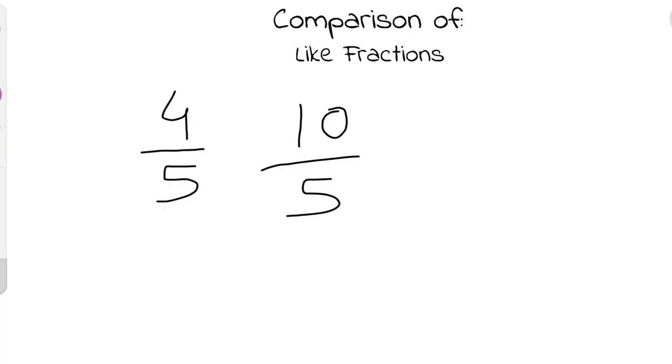And the next point is comparison of like fractions. How to compare two like fractions? For example, you have 4 by 5 and 10 by 5. These two fractions are like fractions as they have the same denominator. So in this case, the comparison is very easy. You simply have to see the numerator. The fraction with the bigger numerator will be bigger. The fraction with the smaller numerator will be smaller. So in this case, 4 by 5 is smaller than 10 by 5.